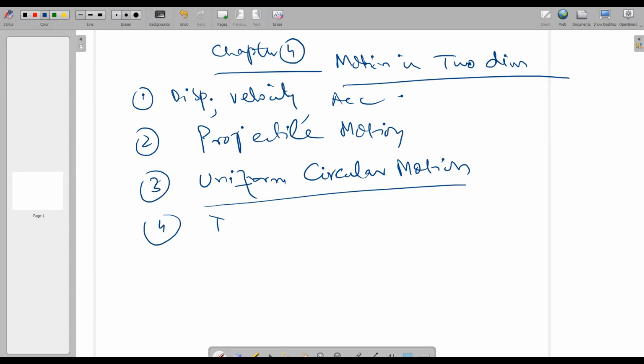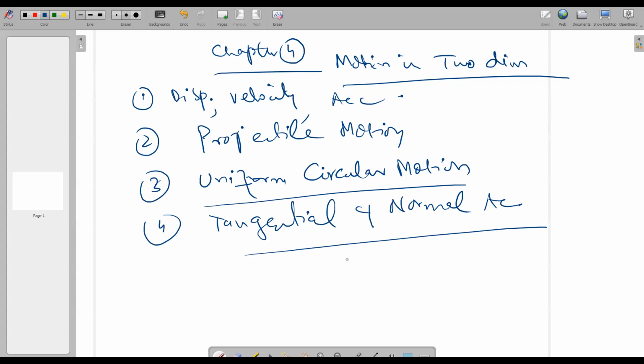And then we will study the tangential and normal acceleration. And then we will find the radial net acceleration. From here, we will find the net acceleration. So these are the articles which I want to discuss with you. So first, see uniform circular motion.